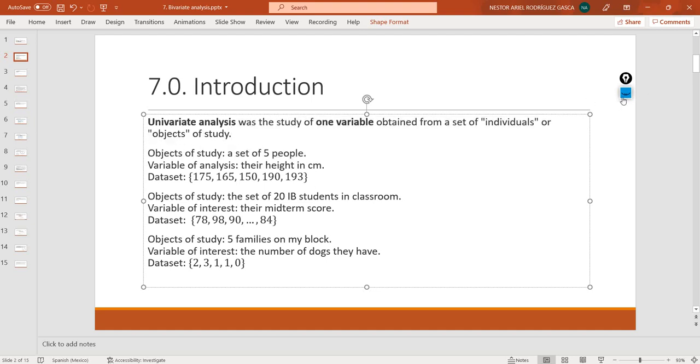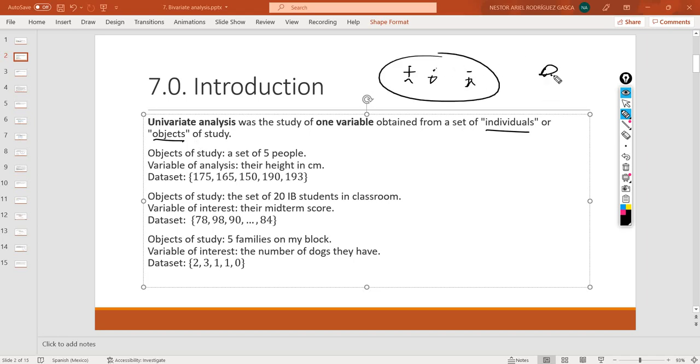Remember, guys, that what we are doing when we do statistics is we have some individuals or some objects. We can call them in these two ways, okay? They may be people, or they may be cars, or dogs, or any other set of objects. It's irrelevant. And we want to study one variable from these particular individuals.